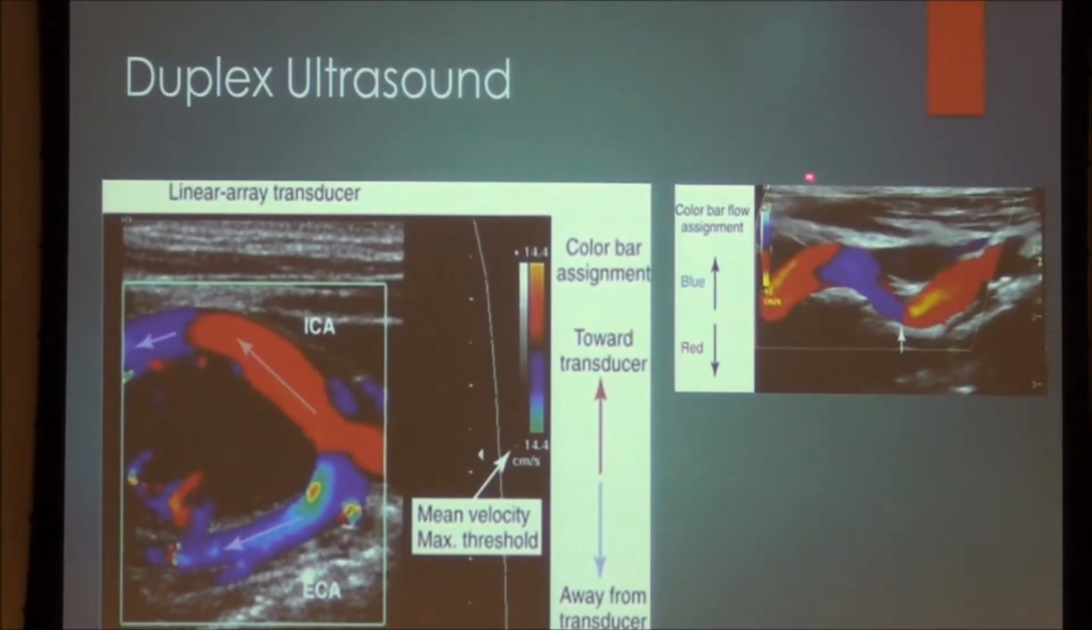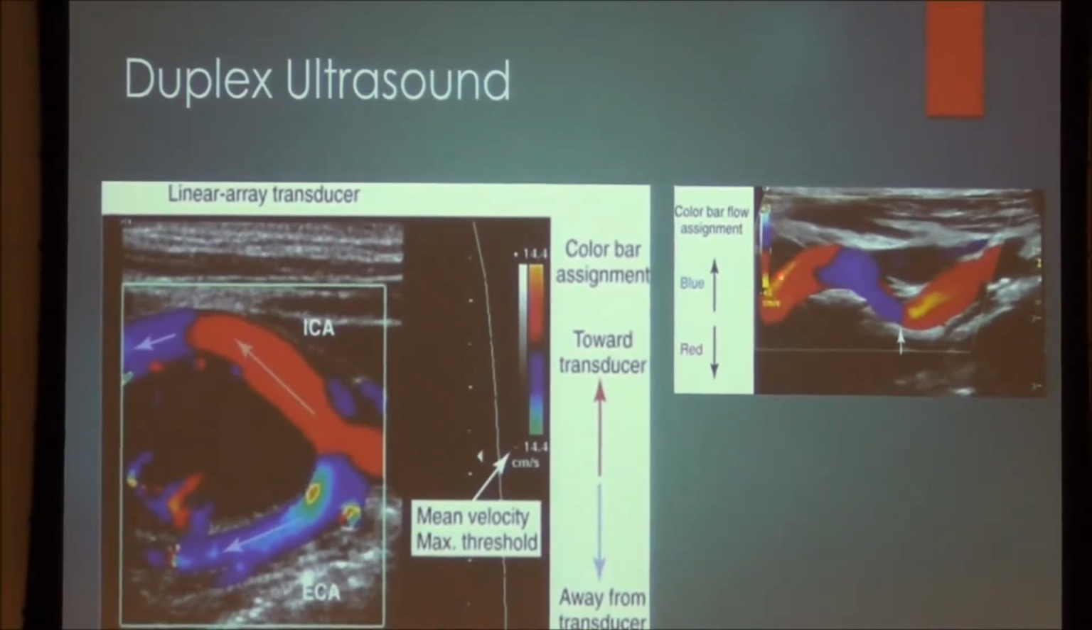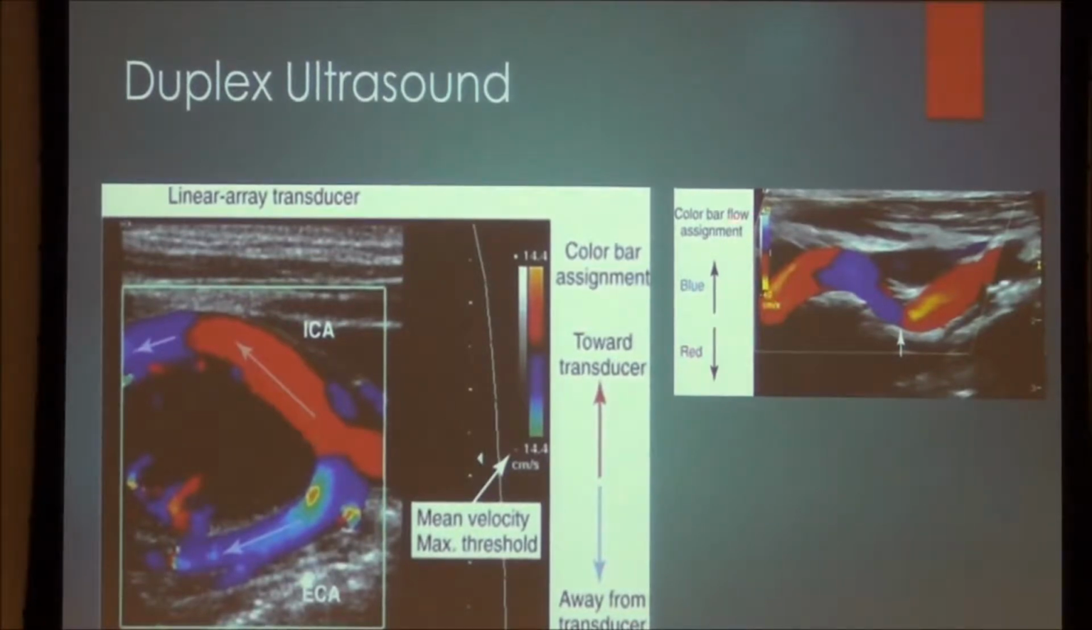And again, here, your transducer is always at the level of the skin. Moving toward it is red, away, I'm sorry. So this is backward, you see that? So the first thing you do is look at this color bar. Blue is toward and red is away. So this is the indicator. You look at it. Anything on the top is toward and away is below. So this is moving away, and moving toward, moving away.